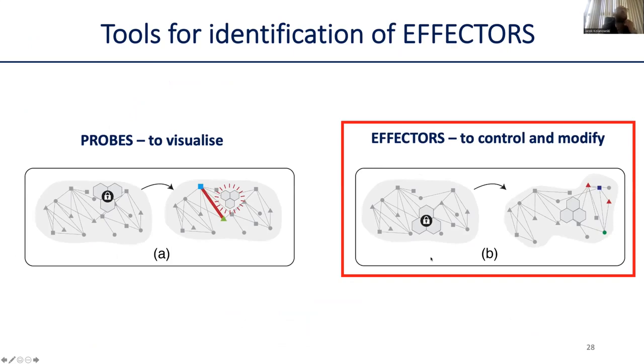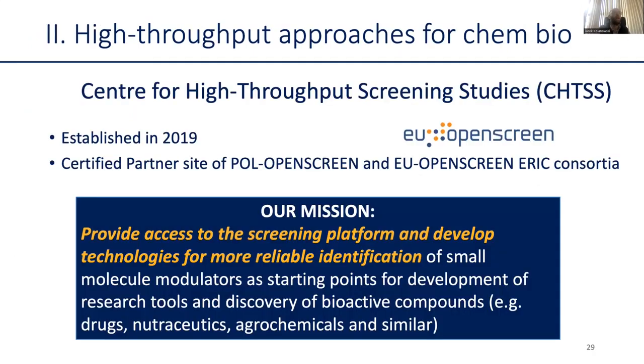So now I wanted to show you the technologies and our infrastructure, which we use and adapt these tools I talked to you about to study and identify bioactive molecules. This is done in the Center of High Throughput Screening Studies, or for chemical biology, as we now call it. It is a certified partner site of the EU OpenScreen. And what we try to do there is provide expertise in high throughput screening, but also in other techniques, and also develop new technologies to improve the reliability of identification of the targets of the bioactive molecules.